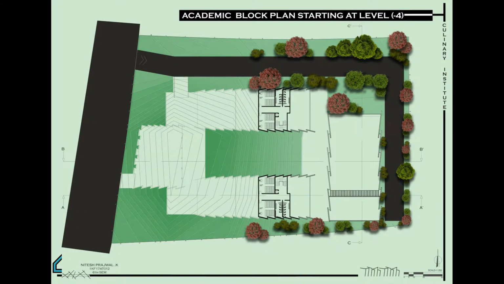Academic block plan starting at level -4, where the service cores overlap each other. In the previous plan at -7, you can see the overlapping of staircases and washrooms. And as I said, the plan is linear, where classrooms are placed on both sides.